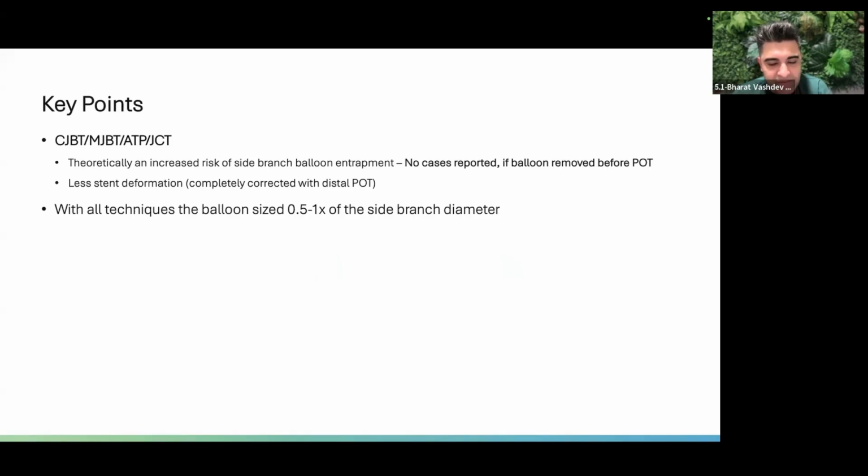And I will show you some IVUS evidence of this, where I actually deployed the stent with the jailed balloon and then removed the balloons, did IVUS to show the amount of deformity, then did the POT, and then repeated the IVUS to show the correction of that slight deformity.